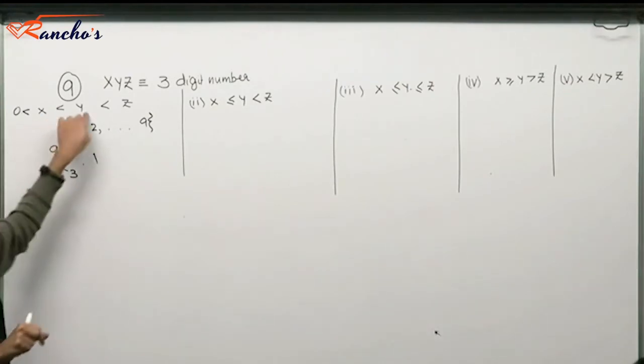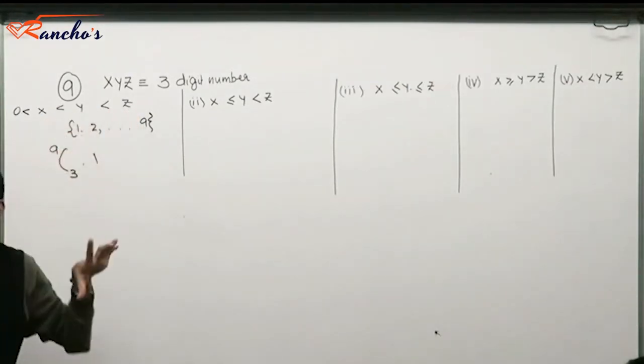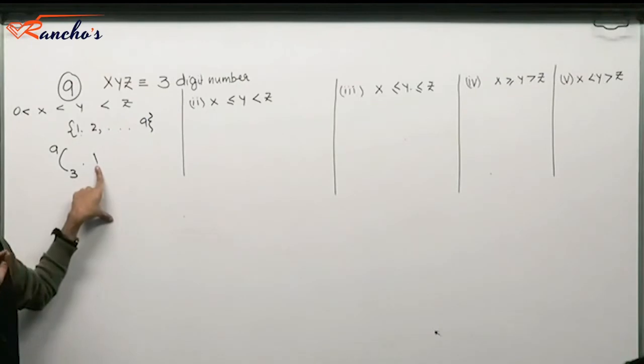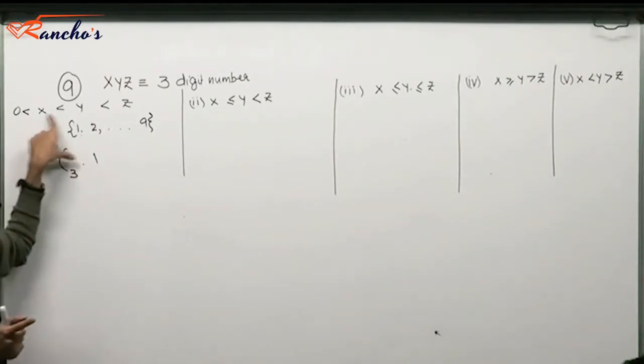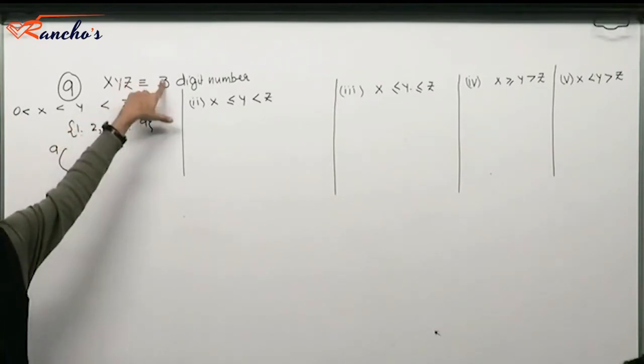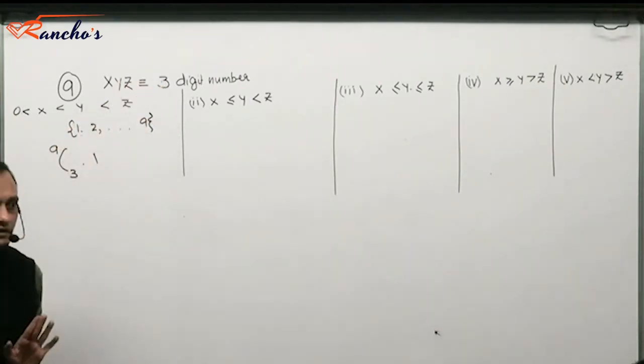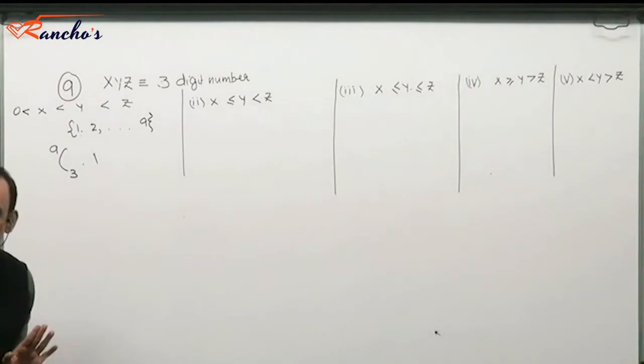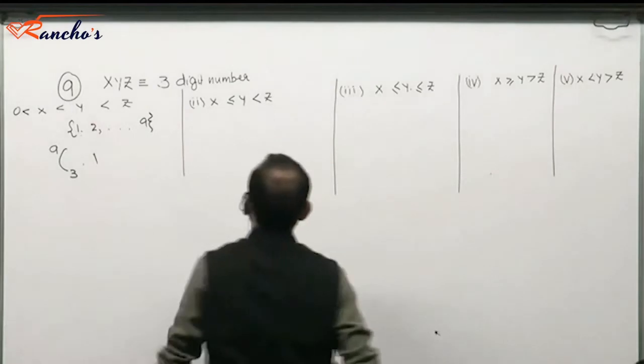For each of these 9C3 ways of selecting 3 numbers, how many x, y, z's would be there where x less than y less than z? There is only one way, because, given 3 different digits, there is only one way in which you can arrange them in the order x less than y less than z. So there are 9C3 numbers here, x less than y less than z, right?